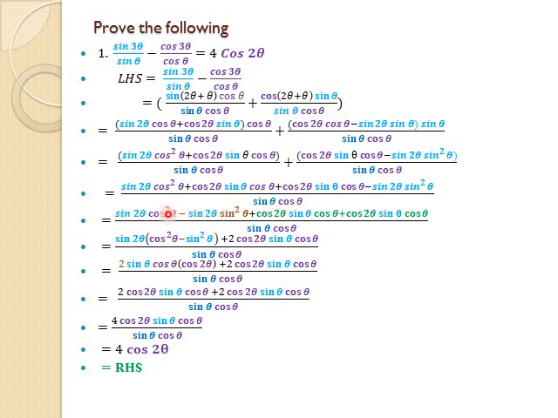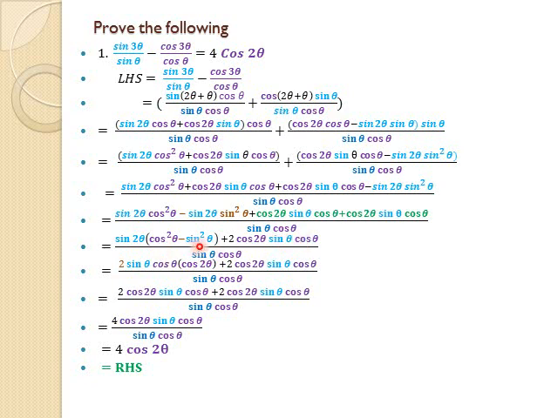So sine 2 theta cos squared theta minus sine 2 theta sine squared theta plus cos 2 theta sine theta cos theta plus cos 2 theta sine theta cos theta. If you look at the first two, you should see there's a common factor there, sine 2 theta, that can be removed. I'm left with cos squared theta minus sine squared theta. If you look here, cos 2 theta sine theta cos theta, that's the same. So if I add these two, it simply becomes 2 cos 2 theta sine theta cos theta.